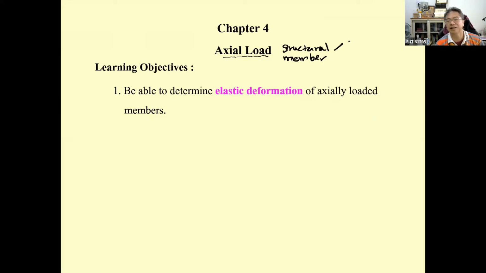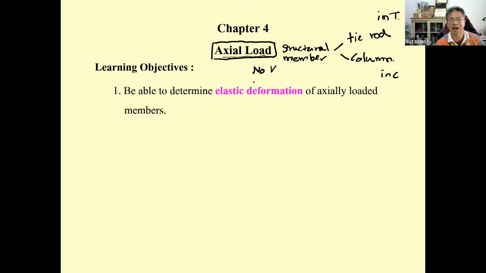That is going to be the structure such as the pilot. Pilot usually is going to be in tension, or the column, that is the structure that's in compression. This kind of structure is subjected to axial load applied to the centroid of the structural member. So there is no moment due to the axial load. There is no shear and no moment. Only the normal force that's parallel to the section.